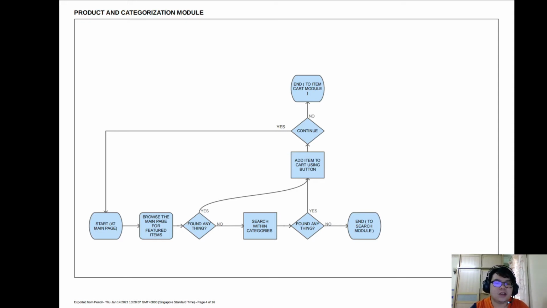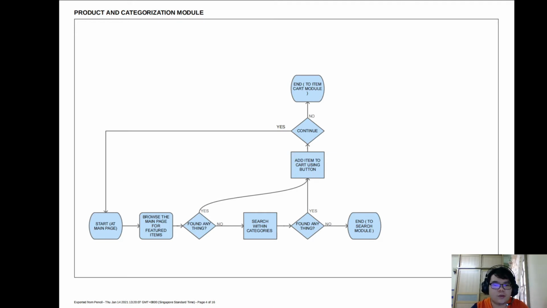Or if they didn't find anything on the main page, they can go to our categories, where they can search items by categories and see all the foods that are in the same category. If they find anything, they will follow the same process as when browsing the main page to add the items into their cart and choose whether to continue or not. If no, they will go to the item cart module. If yes, they can restart this process and find more items. If in the end they don't find anything through these two processes, they will go to the end.